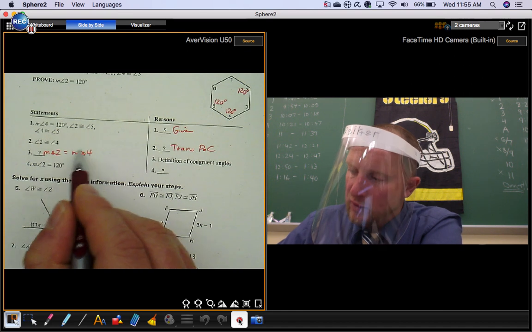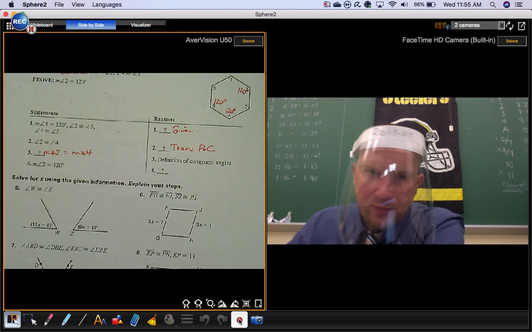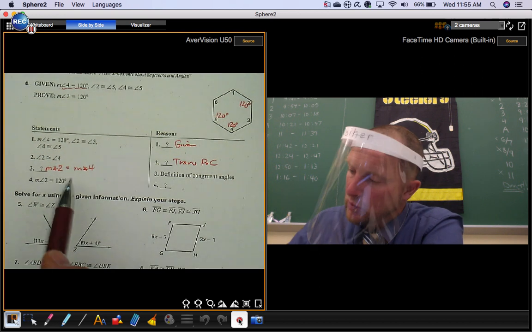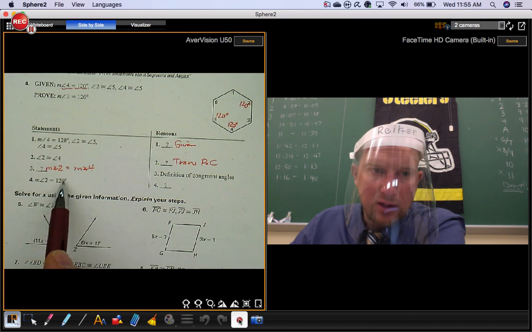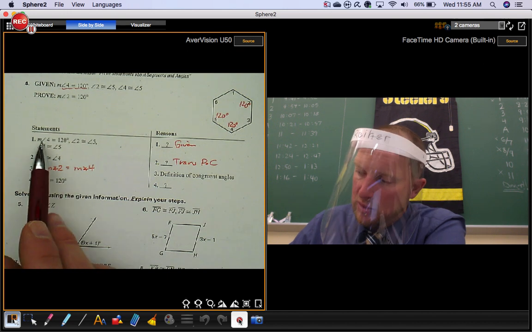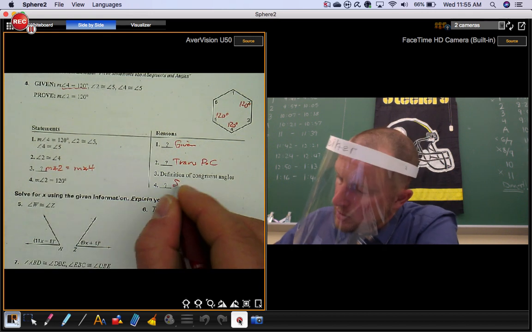What is the measure of angle 4? They told you it's 120. So you can take this out and replace it with 120. When 2 things are equal, like you said in your proof, you can replace one with the other. That's substitution.